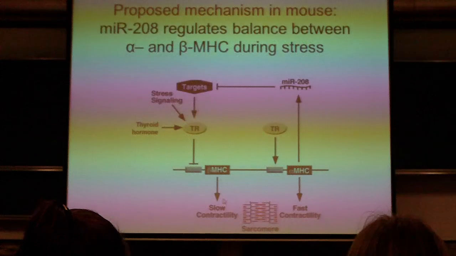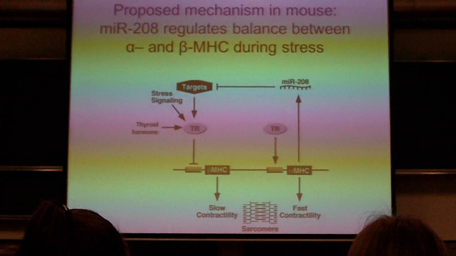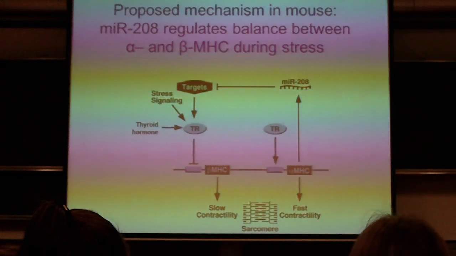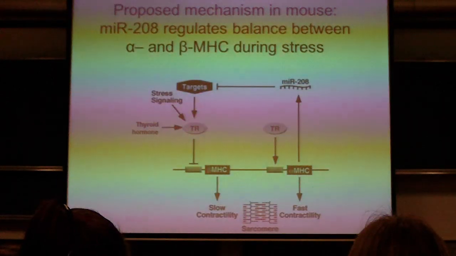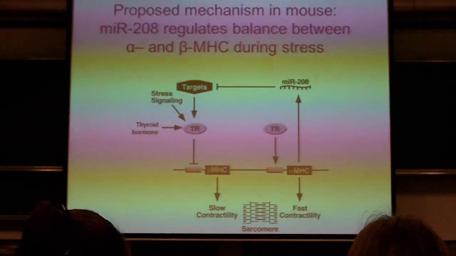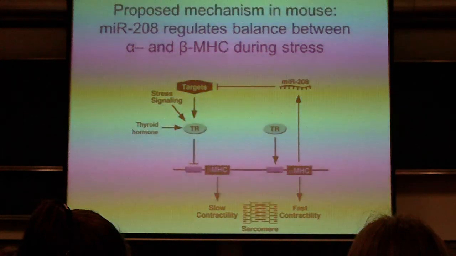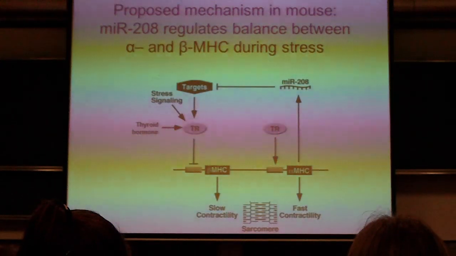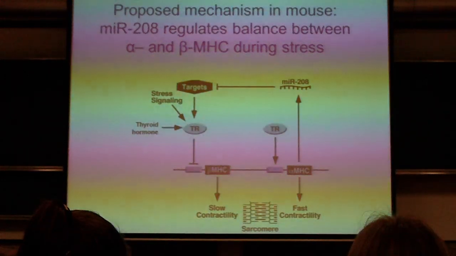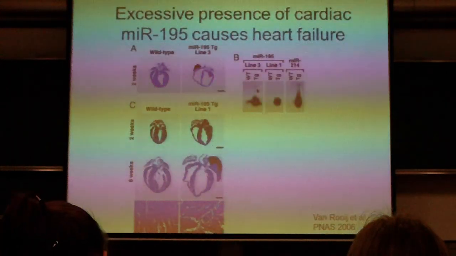And somehow they say that this is the switch that happens during heart failure in the contractile types. So you have the beta myosin heavy chain that directs slow contraction, and the alpha myosin heavy chain that directs fast contraction. Somehow these microRNAs help to fine-tune, to modulate the balance between the alpha and the beta myosin heavy chain. And this is quite a very important finding, very central in the development of heart failure.